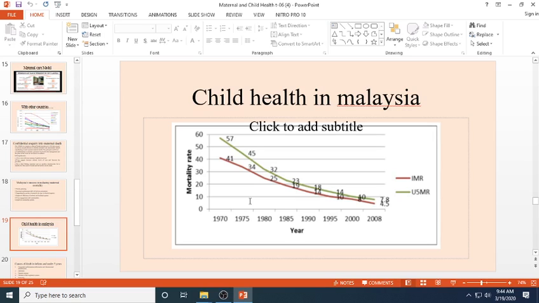So far we discussed maternal health. Now we'll turn towards child health in Malaysia. Same as maternal mortality, infant mortality rate and under 5-year mortality rate have gradually decreased with time. Compared to infant mortality rate, under 5 mortality rate is a little bit high in Malaysia.